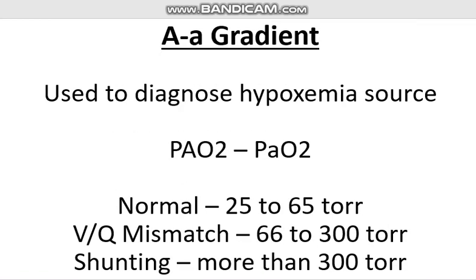These next slides were not in her lecture and she said no calculations for this quiz, but they were on the PowerPoint. The A-a gradient is used to diagnose the hypoxemia source. Normal is 25 to 65 torr. V/Q mismatch is 66 to 300 torr. And shunting is more than 300 torr.